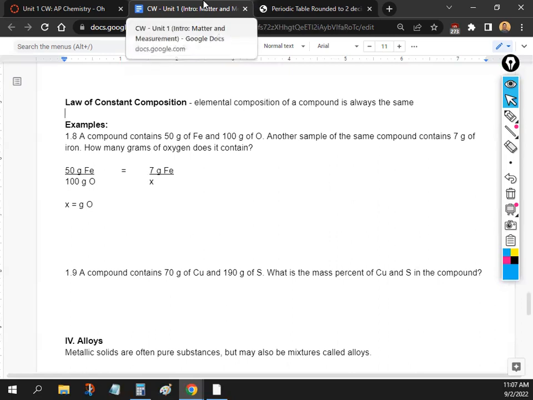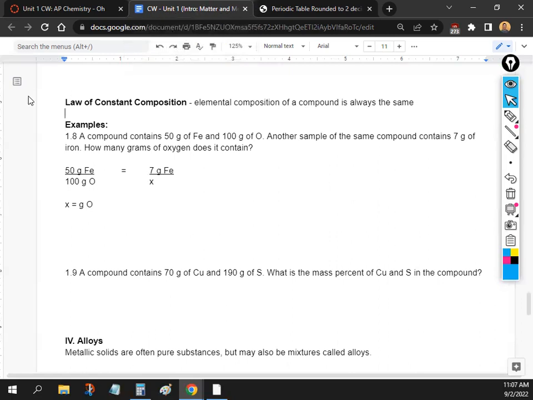So element composition of a compound is always the same. Basically, if you have a molecule, no matter how much of that molecule you have, the ratio or the percentage of what it's made out of is always going to stay the same. So let's go over 1.8 and I'll go over what that means.